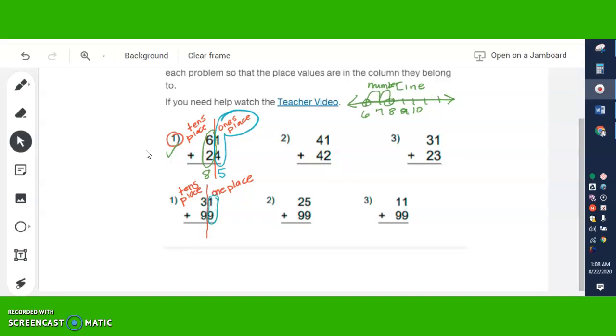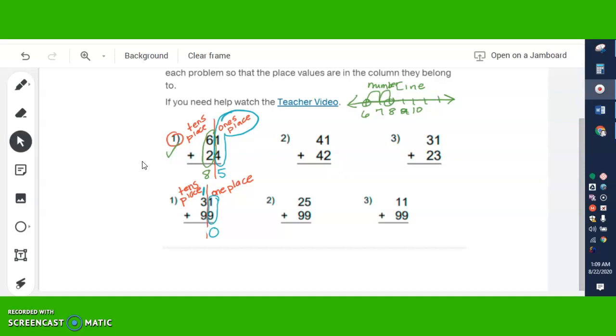All right, I have a 1 plus 9. I know 1 plus 9 is going to be 10. Now remember, we cannot write 10 down here because that's 2 digits. We can only put 1 digit in each place value. So what we need to do is write the 0, and then carry the 1 over here in the 10's place value.